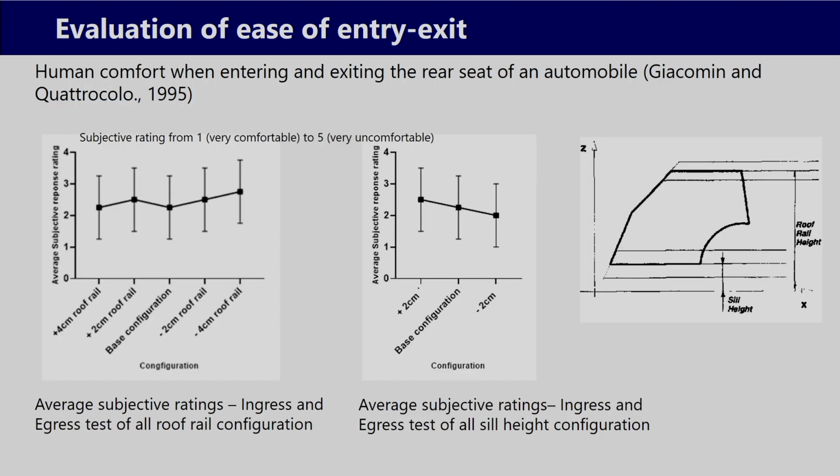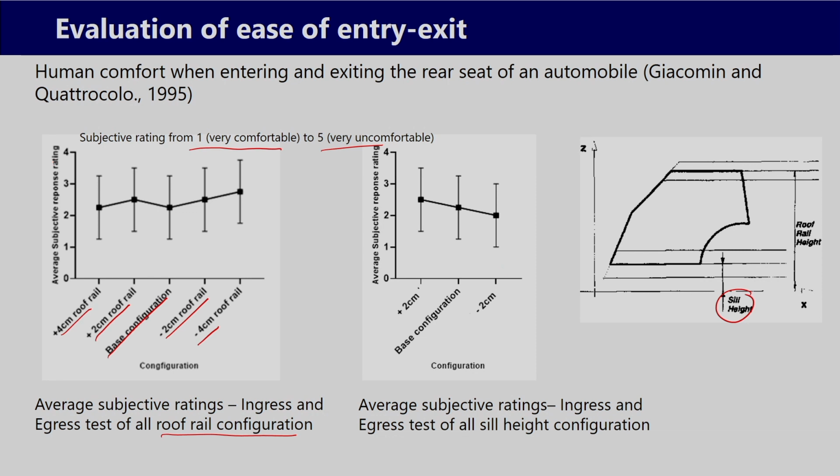So, they asked the subjects to rate on a rating scale where 1 is very comfortable and 5 is very uncomfortable for different vehicle components. So, for sill height, the average subjective ratings during the ingress egress process for the roof rail configuration. So, this is the initial roof rail configuration. If the roof rail height is reduced by -2 and -4 centimeter or increased by +2 and +4 centimeter, then the subjective rating, the average subjective rating by the people, is shown.